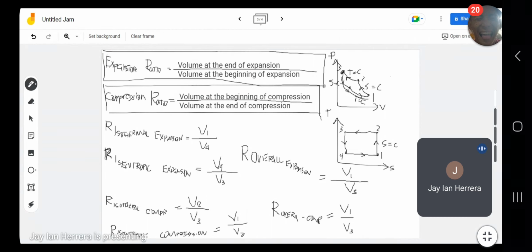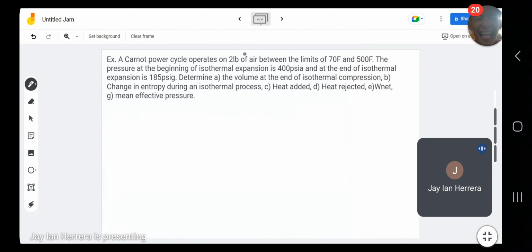Expansion ratio and compression ratio. Okay, so let's solve this problem.